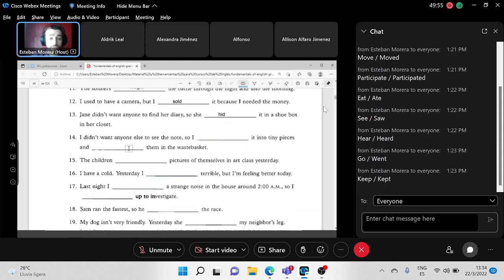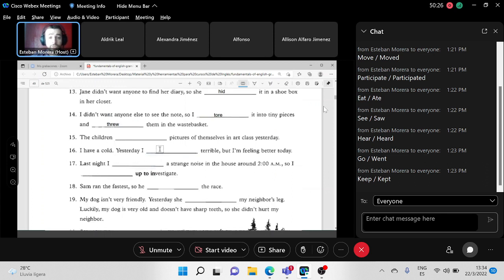Number 14, I didn't want anyone else to see the note, so I it into tiny pieces and them in the waste basket, okay? So in this case, we can use tore, which is the past tense of tear, right? And threw, which is the past tense of throw, right? So simple present of tore, tear. Simple present of threw, throw.